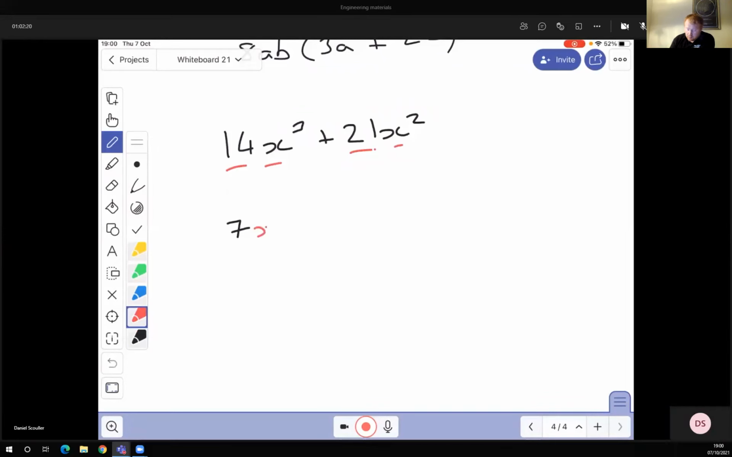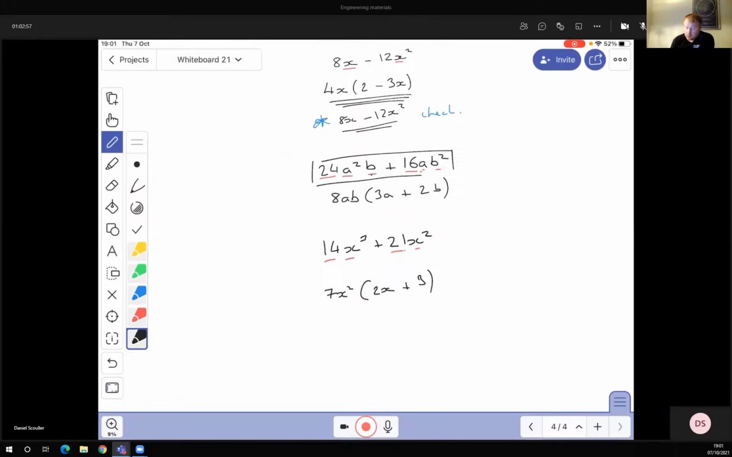So if I put 7x squared, that means that would become 2x. 7x squared times 2x would become 14x cubed. Remember that rule of indices, that's 2 plus 1 effectively, but that one is just not written. And then that would be 3. 7x squared times 3 would be 21x squared. So that would be the simplest bracket there.